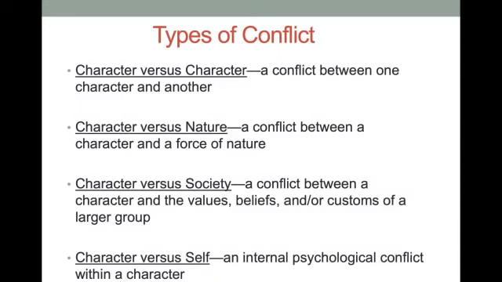Another type of conflict might be character versus nature. That would be a conflict between a character and a force of nature, whether it is a sense of human nature. Most times they consider it physical nature. Say, for example, your character is out on the open sea and they're trying to survive, they're trying to get home. You also have a type of conflict called character versus society, and that is a conflict between the character and their values, beliefs, or customs of a larger group. Your character does not fit in with the society at large for some reason.